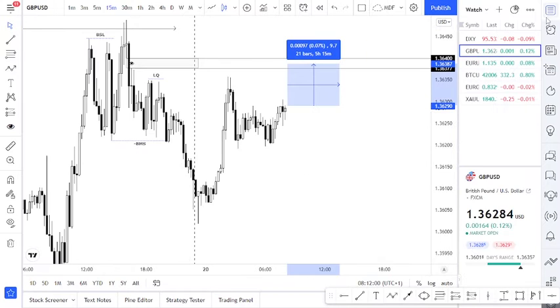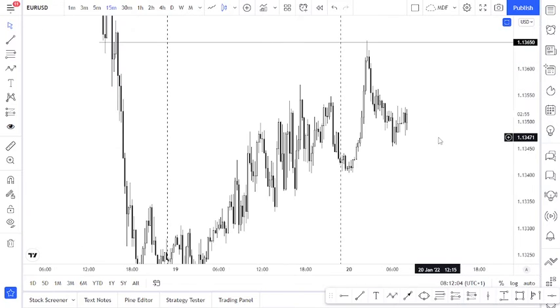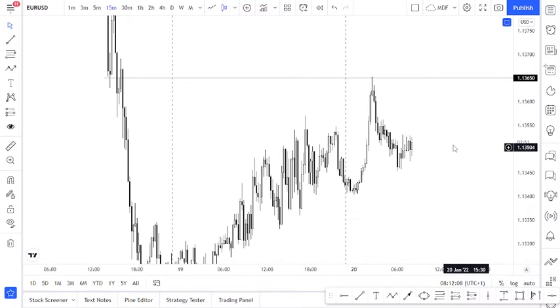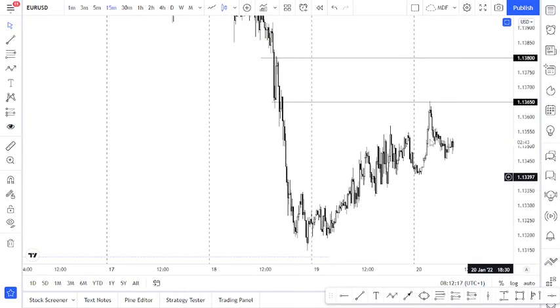So let's look at EUR/USD. Here on EUR/USD, wow, I actually marked this region but I never set an entry. So let me run down this briefly.